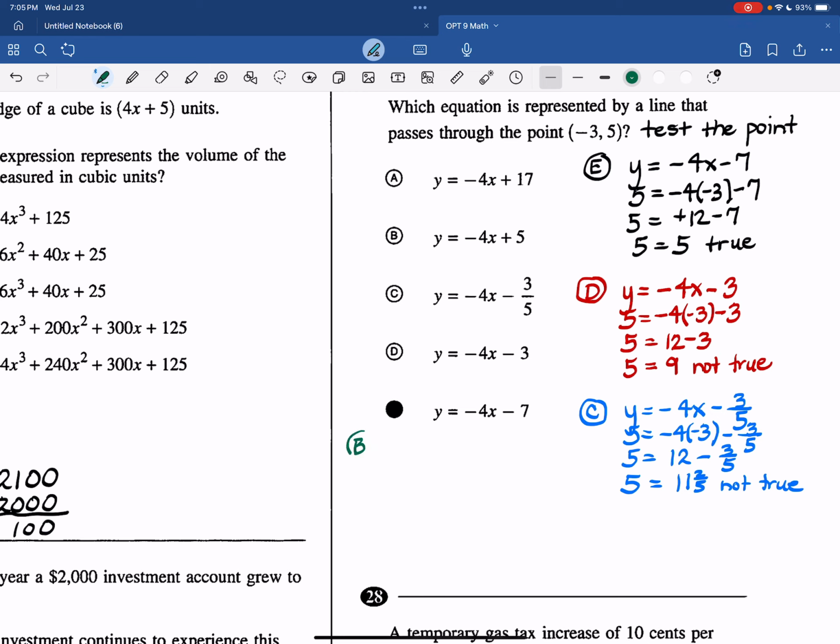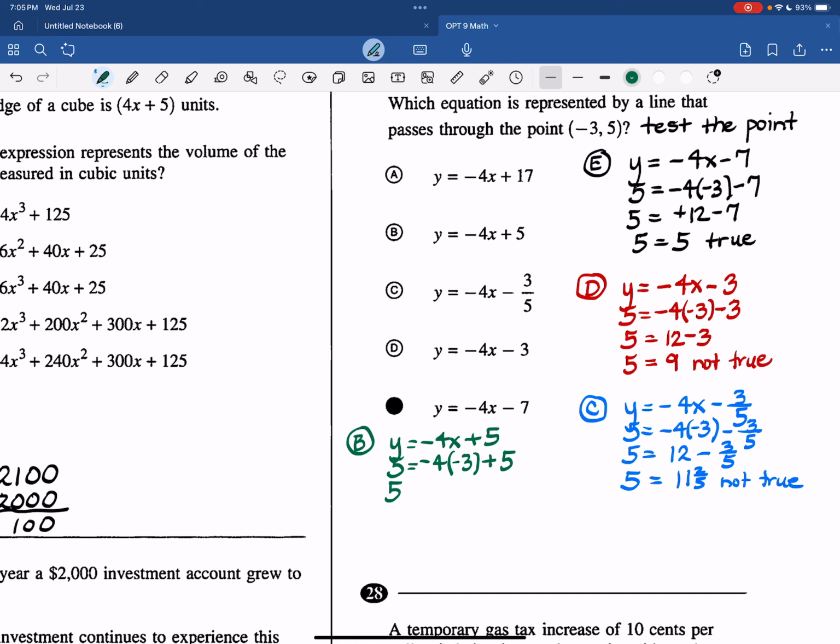Okay, B, I have y equals -4x plus 5. So we substitute 5 and -3. The point doesn't change, only the intercepts change. I can tell you right here that this can't be it because for 5 to equal 5, that -4 times -3 couldn't be there. But we'll finish it. This is saying that 5 is the same thing as 17, and that is not true.